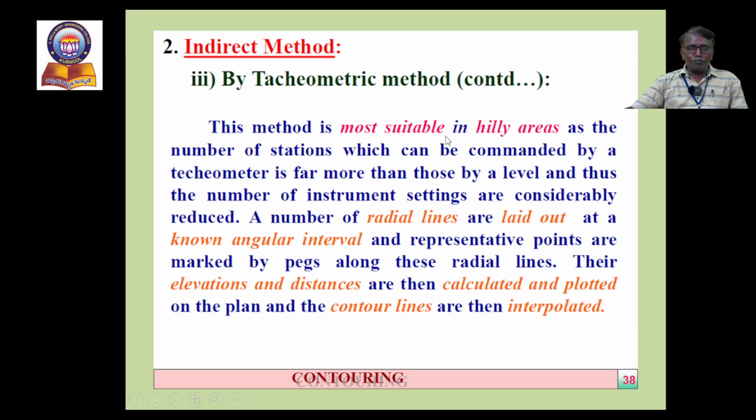So this method is most suitable in hilly areas, as the number of stations which can be commanded by a tachymeter is far more than those by a level, and thus the number of instrument settings are considerably reduced. A number of radial lines are laid out at a known angular interval and representative points are marked by pegs along these radial lines. Their elevations and distances are then calculated and plotted on the plan, and the contour lines are then interpolated.